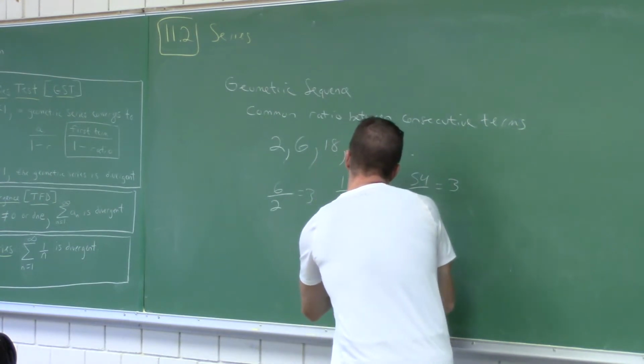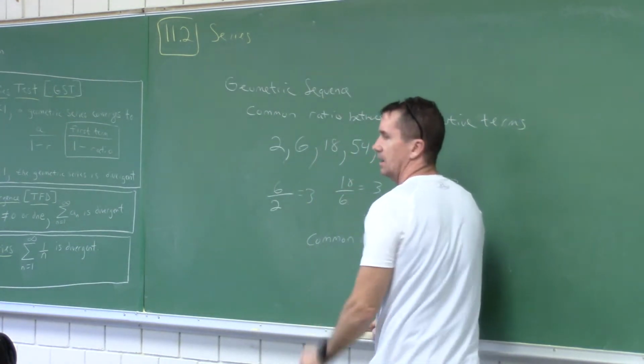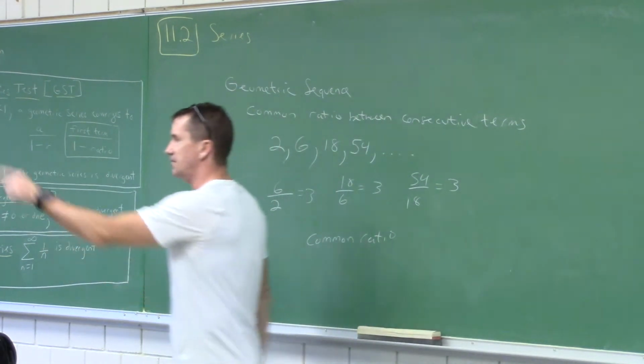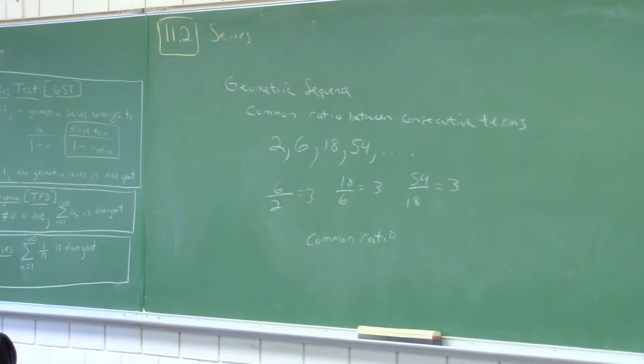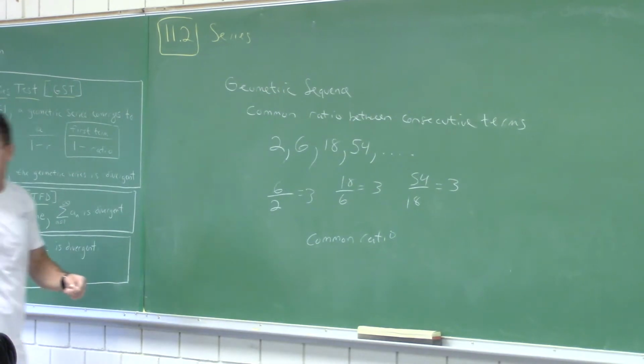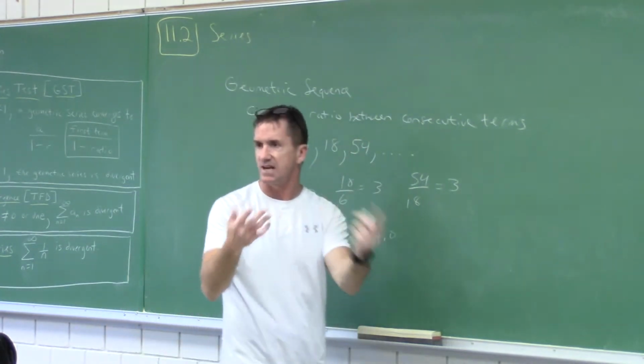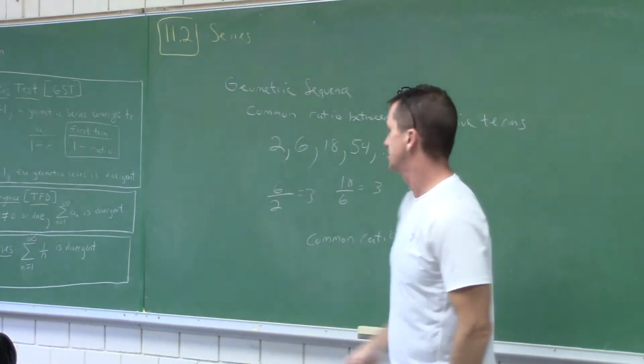Now, some students look at this and go, duh, it keeps multiplying by 3, right? That's your ratio. If you can figure out the number that it keeps multiplying the previous term by, that's your ratio. I multiply by 3, I multiply by 3, and it consecutively does this. That's called a geometric sequence.